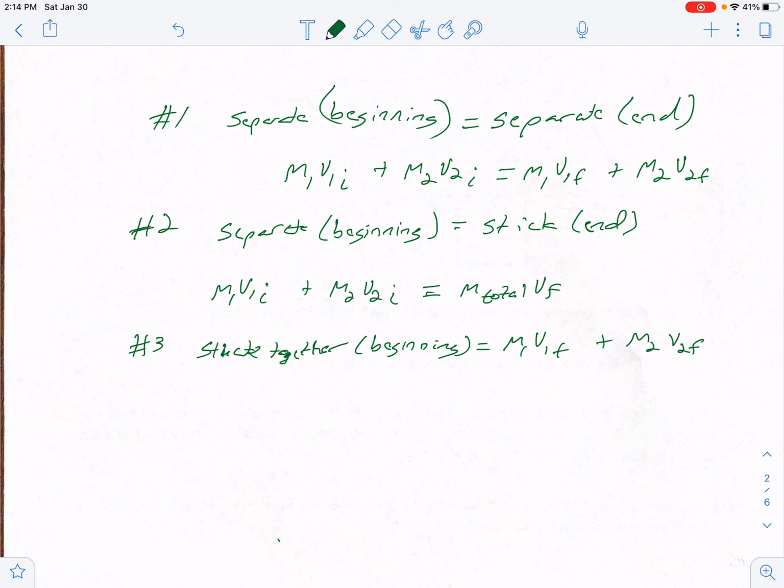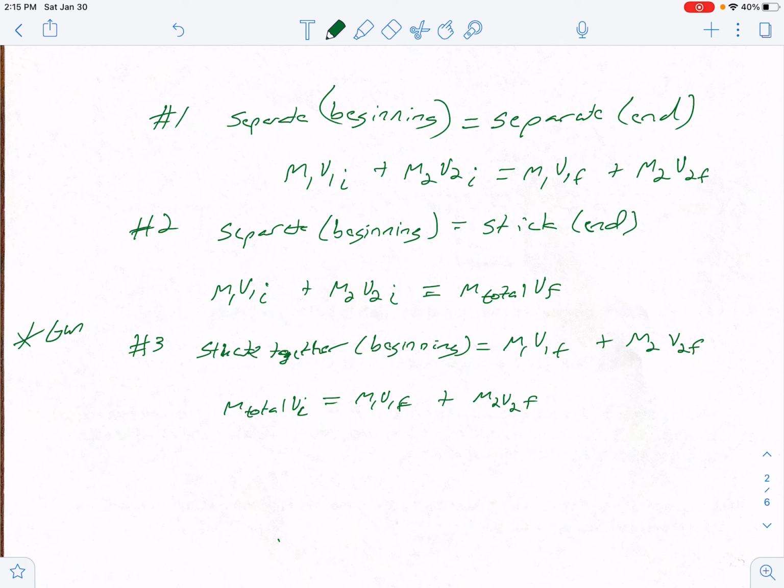This is probably the most common one that people get confused on. This is simply like the gun or cannon. They basically are together in the beginning, something explodes, and they go separate ways. So this is just going to be the opposite of scenario number 2. You have a total mass in the beginning, an initial velocity, and then they separate. So then you have M1 V1 final, so mass 1 did its own thing, plus M2 V2 final.